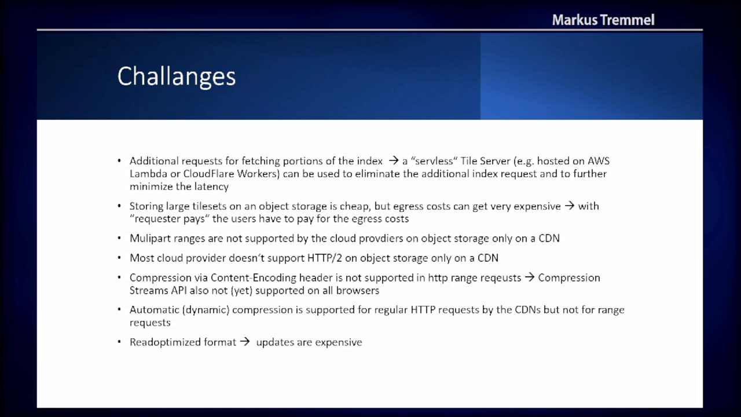Then another challenge is that storing large tile sets, like I said in the beginning, on an object storage is very cheap, but the transfer costs and the egress costs can get very expensive, because you can't limit an object storage to only range requests. The user can always download the full data set. That's some kind of problem. But the cloud providers are now supporting requester pays, where the user then has to pay for the egress costs, so for the transfer costs. So you then no longer have that anonymous access, which can be a problem. But yes, you are not running out of costs.